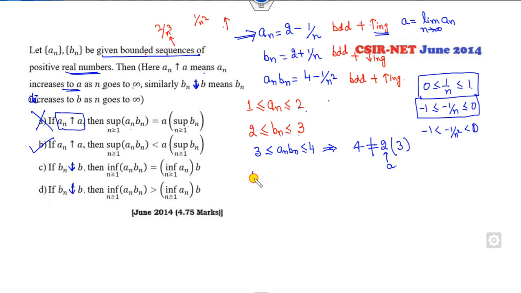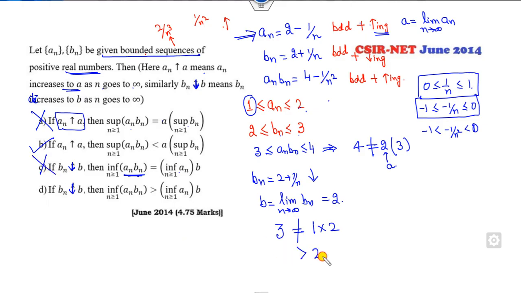Now b_n is 2 plus 1 over n, which is decreasing. So what is b? It is the limit as n approaches infinity, which is 2. Look at the infimum of a_n and b_n: 3. Is it equal to the limit of the infimum, which is 1 into 2? They are not the same, and clearly 3 is greater than 2 is the right answer. So B and D are my correct options for this example.